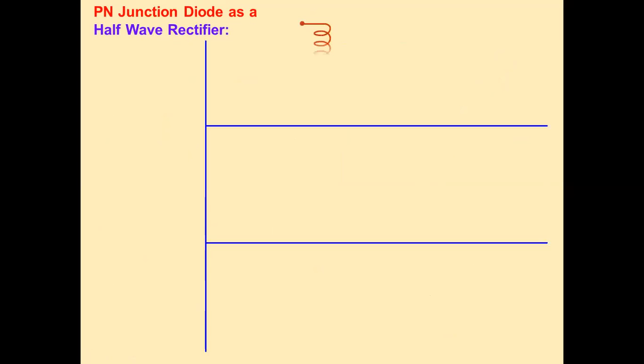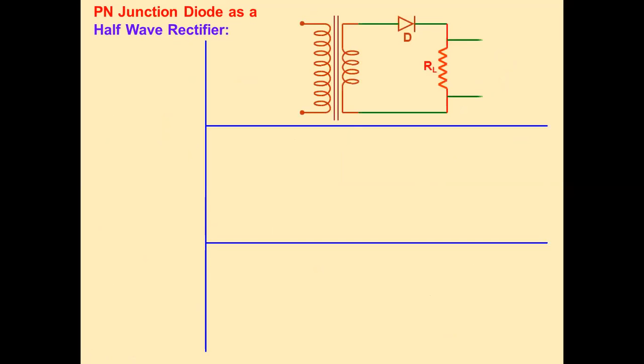So what is meant by a rectifier? The device which converts AC voltage into DC voltage is known as a rectifier. And there are actually two types of rectifier.